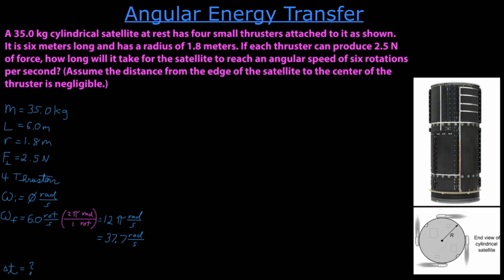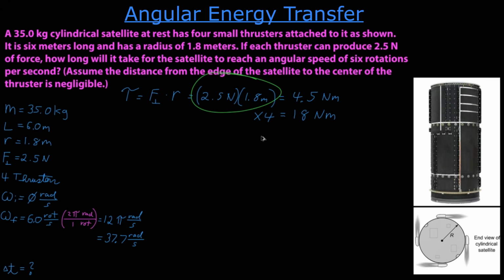For starters, I'm going to keep the same givens. We have the mass of the satellite, the length of the satellite, the radius of the satellite, the force perpendicular from each thruster, the fact that there are 4 thrusters, the satellite starts at rest. The final angular velocity of the satellite is going to be 6 rotations per second, which is going to be 37.7 radians per second. Once again, we will get the torque. Torque is force perpendicular times radius. 2.5 newtons times 1.8 meters. This is the torque of a single thruster. There are 4 of them. Therefore, this is the net torque combining all 4 thrusters.